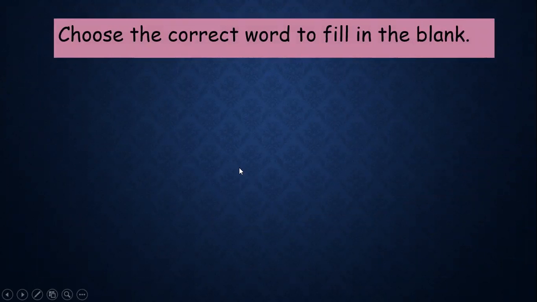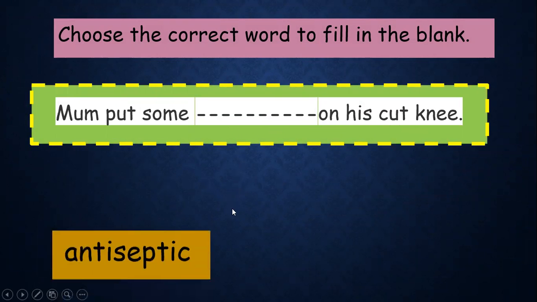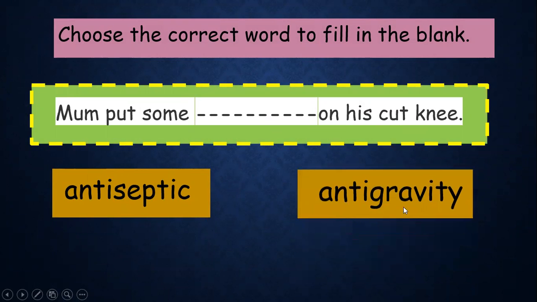Choose the correct word to fill in the blank. Mum put some dash on his cut knee. Your word choice is antiseptic or anti-gravity. And the right option is antiseptic. Mum put some antiseptic on his cut knee.